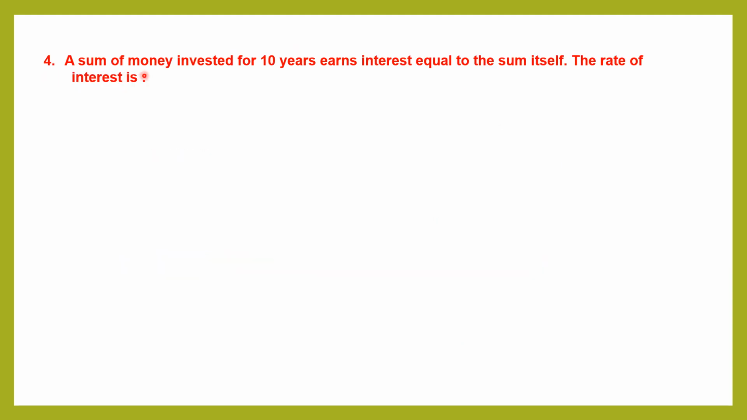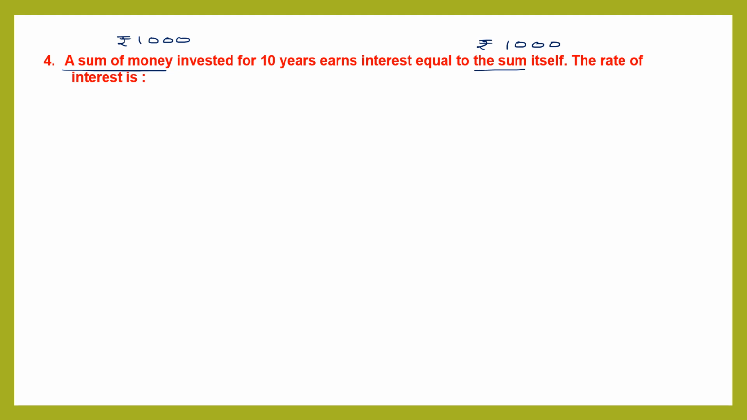Question 4. The sum of money invested for 10 years earns interest equal to the sum itself. So what is the meaning of this? Equal to the sum itself. So here we are talking about one sum of money. Now suppose you take this sum to be 1,000 rupees. When it is invested for 10 years, it earns an interest which is equal to the sum itself. That means it's equal to 1,000 rupees. So the interest here is also 1,000 rupees. This is the meaning of this statement.